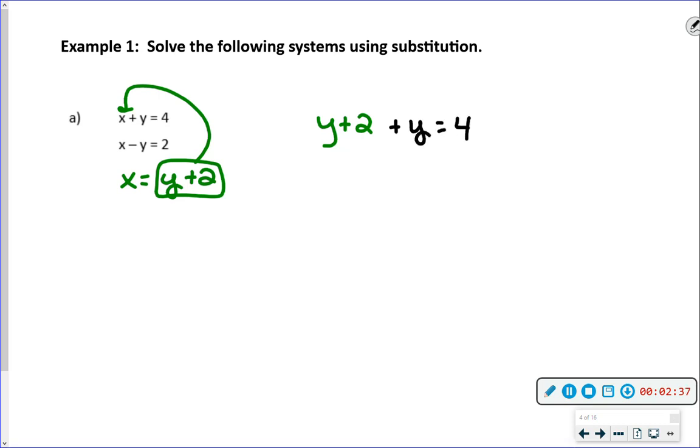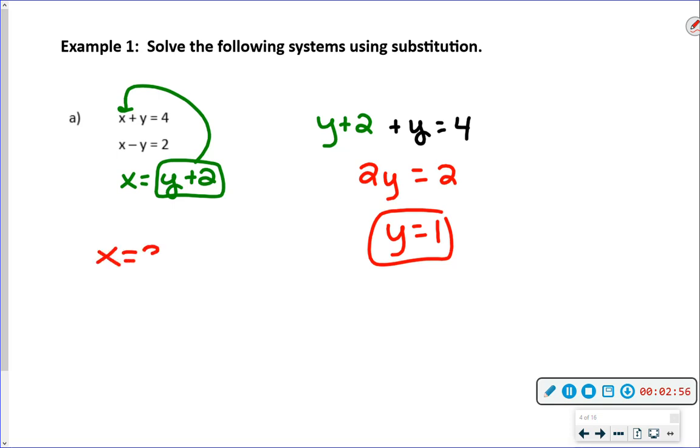And of course, let's just solve that now. I'm going to combine my like terms, y and y. Let's subtract 2 over. Piece of cake, y is 1. Okay, with no work in your head, you should be able to get x. What's x? 3. Just back substitute, plug it in, 1 plus 2 is 3.